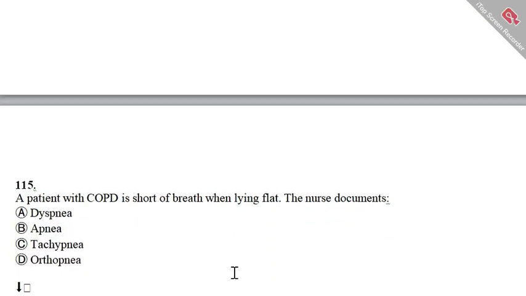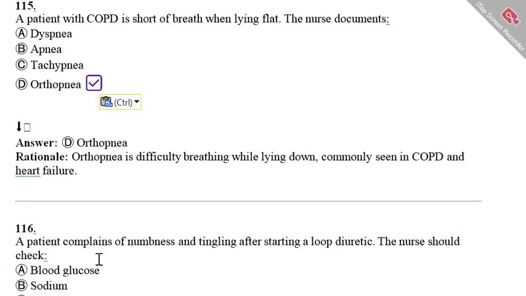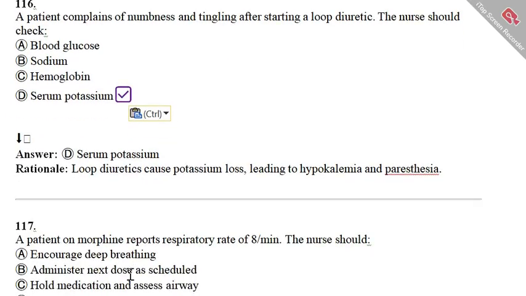Question number 115. A patient with COPD is short of breath when lying flat. The nurse documents... What the nurse will document? Option D, orthopnea. The next question is, a patient complains of numbness and tingling after starting a loop diuretic. The nurse should... What the nurse will check? Serum potassium level. Option D is the correct option. Let's move to the next question.